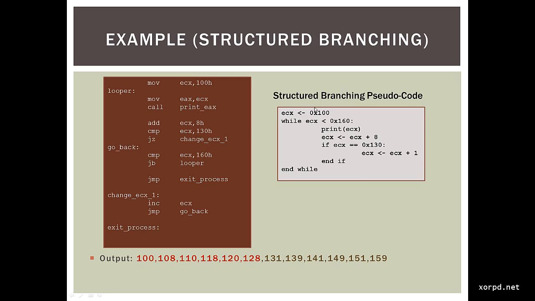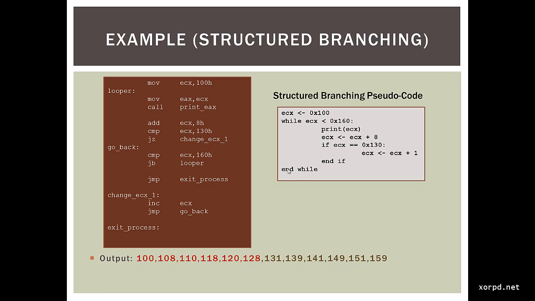Initially, we put 100 inside ECX. And this is just like here, like the beginning of the code. Now we are going to use a while loop. And this loop is going to iterate as long as ECX is smaller than 160. In each iteration, we are first going to print ECX. Then we are going to add 8 to ECX.